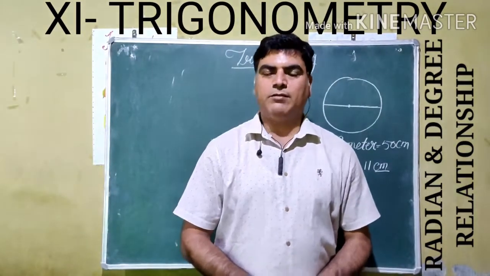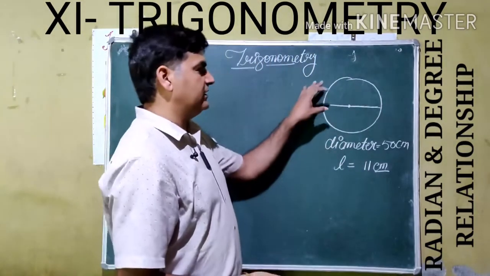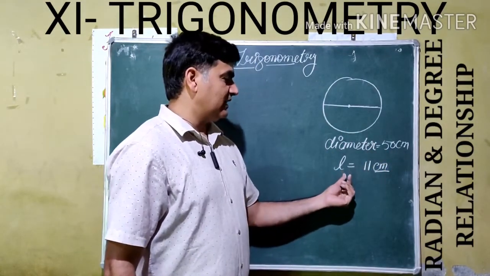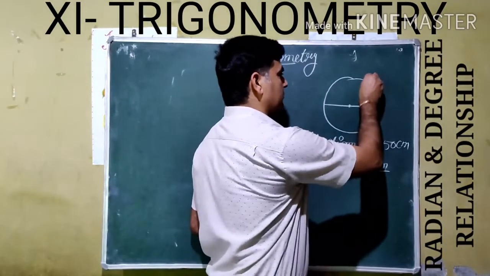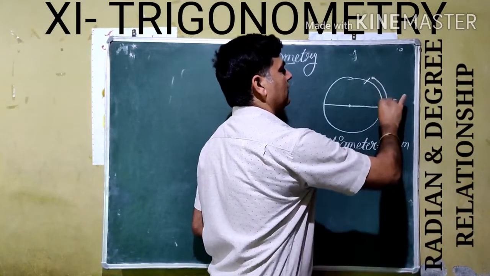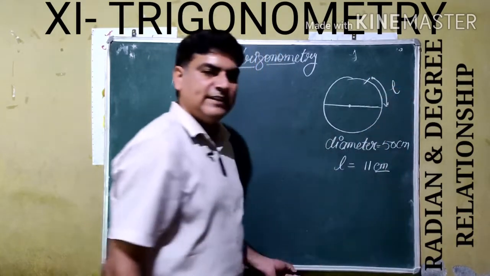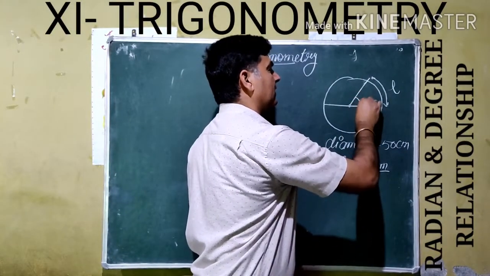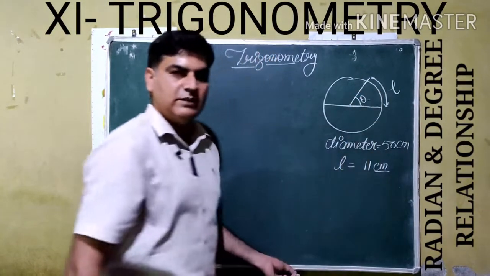Now we are going to do an example. There is a circle whose diameter is given as 50 centimeter. An arc is selected of 11 centimeters. Suppose this is the length of the arc, given by 11 centimeter. If we join it with the center, this is the angle made by the arc at the center. We have to find this out.